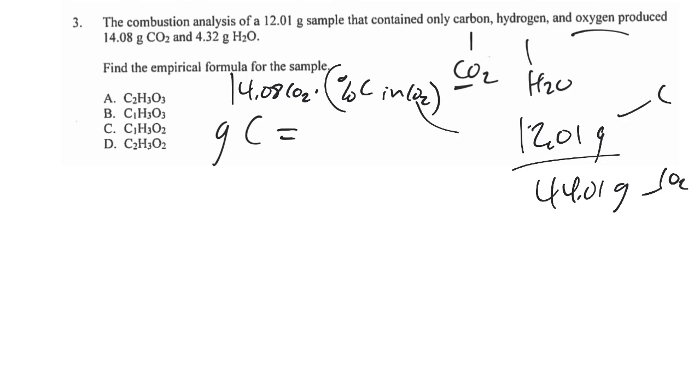So we can really shorthand the arithmetic. It's really pretty straightforward once you understand the problem. So we go 14.08 times 12.01 divided by 44.01. And that tells me, let me go back to floating mode.